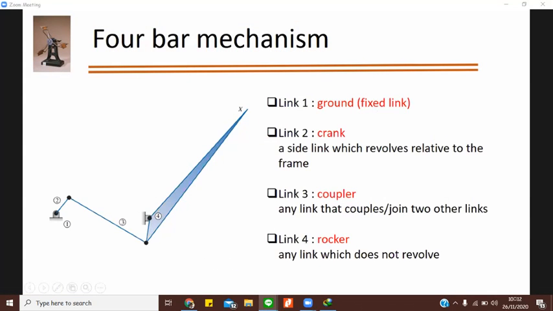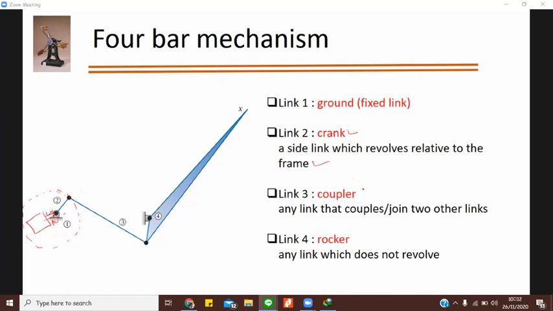So what do you actually have? You have link 1 over here, which is ground, fixed. Link 2, you will see, is a crank. When you are giving input over here, you will have a motor connected over here, and that is rotating and giving input. Because of that input, this link 2 will completely rotate in a circle, and that's why we call it a crank. So it's a side link which revolves relative to the frame. Around the frame, it will rotate.